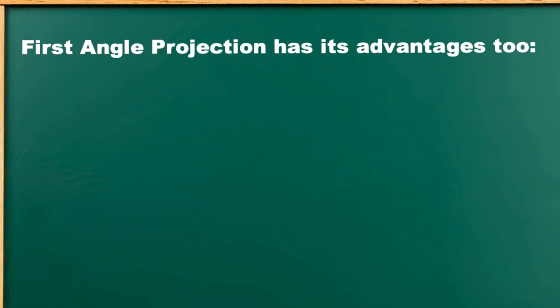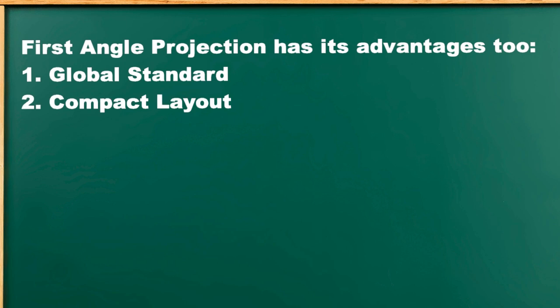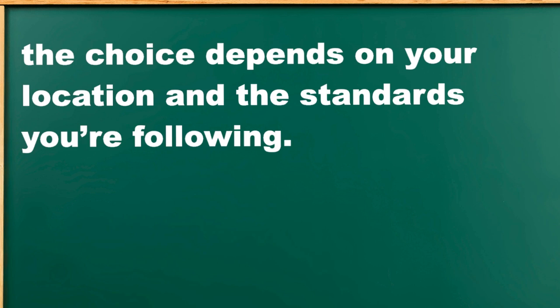On the other hand, first angle projection has its advantages too. 1. Global standard. It's widely used in Europe and ISO-compliant countries. 2. Compact layout. The views are arranged in a way that can save space on the drawing sheet. So, the choice between third angle and first angle depends on your location and the standards you're following.